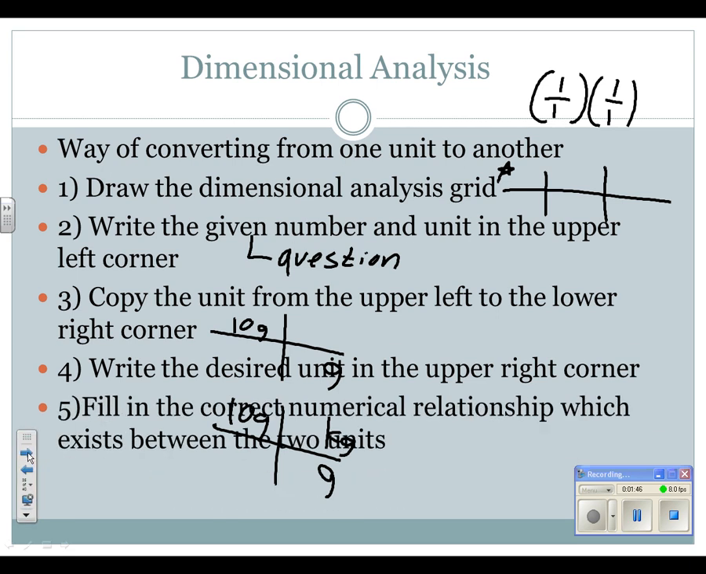Step 5, fill in the correct numerical relationships between the 2 units. So if I've got 10 grams, I've got grams here and kilograms here, this is where you might need to go back to your chart that we had, the unit of measurements. There are 1,000 grams in every 1 kilogram. That's where that chart's going to help you out.